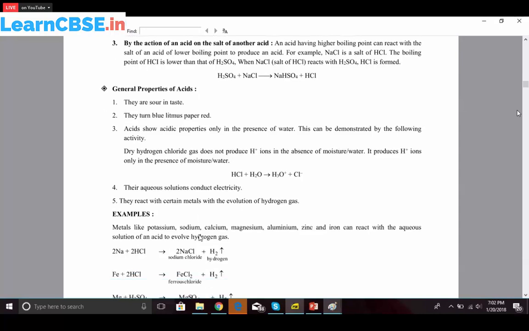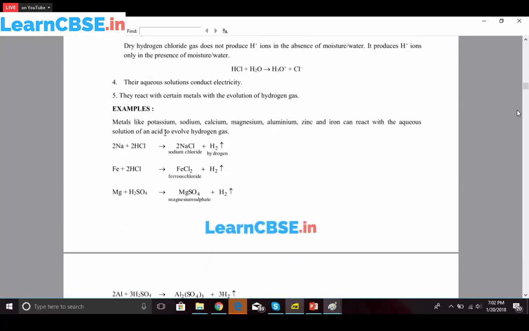Okay, so now the examples, such as potassium, sodium, calcium, magnesium, aluminum, zinc. They can react with the aqueous solution of the acid to give hydrogen gas. So now the sodium metal reacts with the HCl. So what is happening? H2 gas is liberated, and we'll get the salt NaCl. Then Fe is the iron metal. When we use the HCl, FeCl2 plus hydrogen gas is produced.